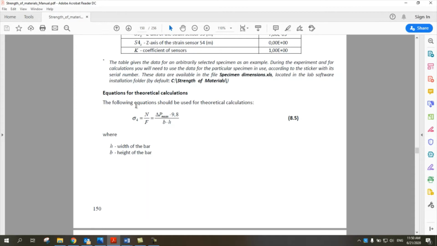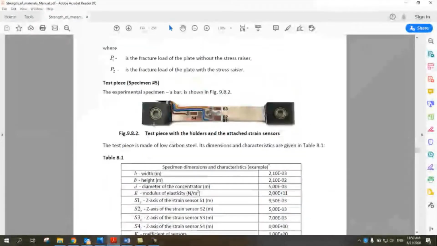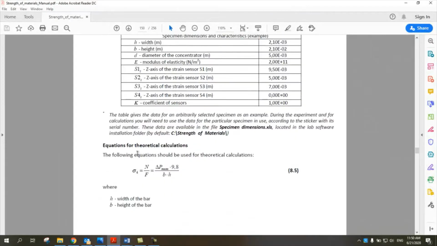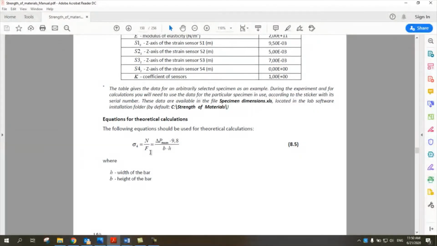For theoretical calculations, we know that the minimal stress, or sigma 4, the stress at this point far from the hole, or we can say without any hole, will be the force divided by area. Force is delta B and gravity 9.81, because we measure in kilogram force, and with gravity it will be Newton. Area is B and H, width and height.